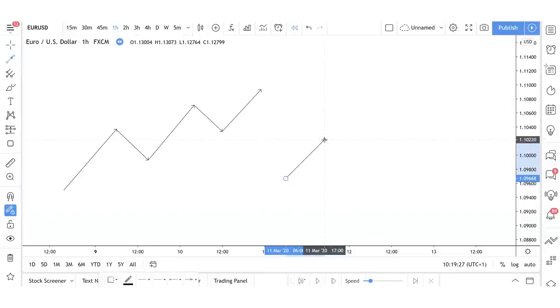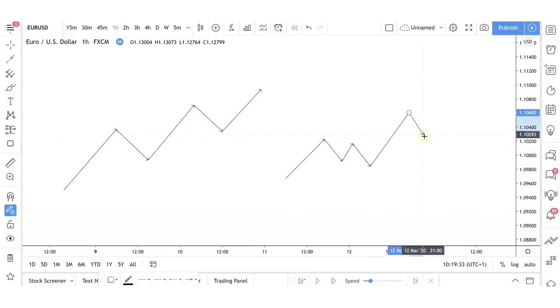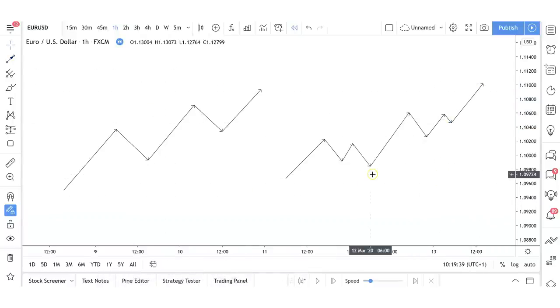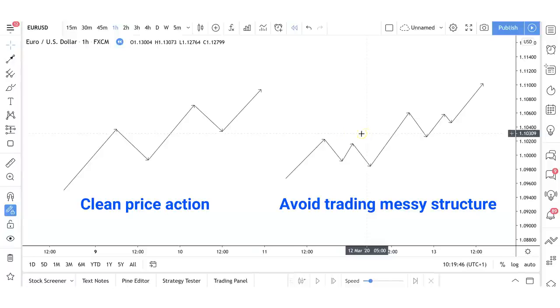Sometimes the market's going to push to the upside, it's going to pull back, it's going to create structure that doesn't continue up, then it's going to pull back, then it's going to go up, and then it's going to pull back, etc. So this is something that you need to look out for. You need to understand that these are 2 different patterns. With this break and retest strategy, you're going to be focusing on clean price action.